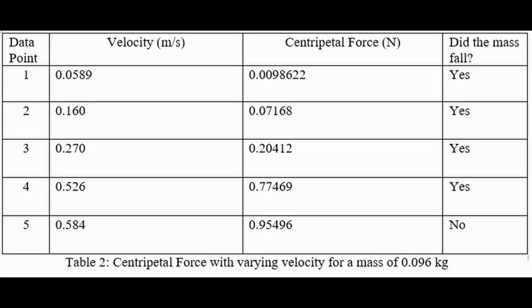And here is the second table, which is mainly the same thing, but this table is for the wooden block. And as it can be seen, the first four rows of velocities are not enough to make the wooden block lift up. But the fifth one, the last one, is just enough to make the wooden block lift.